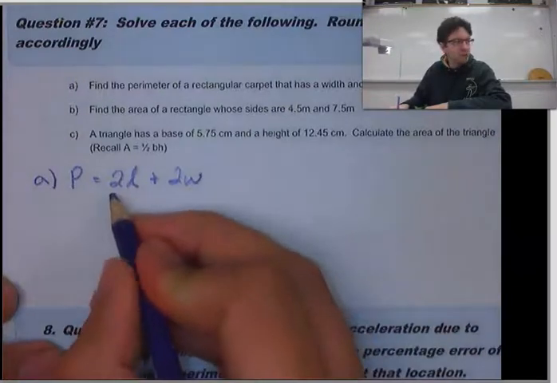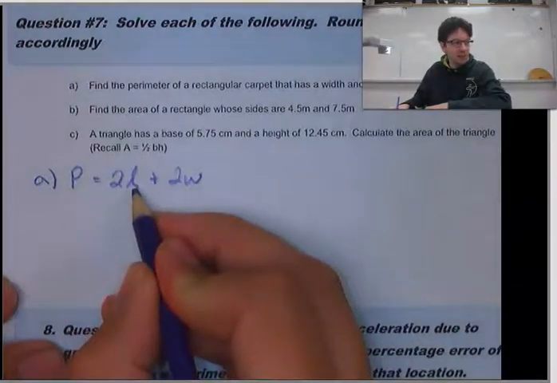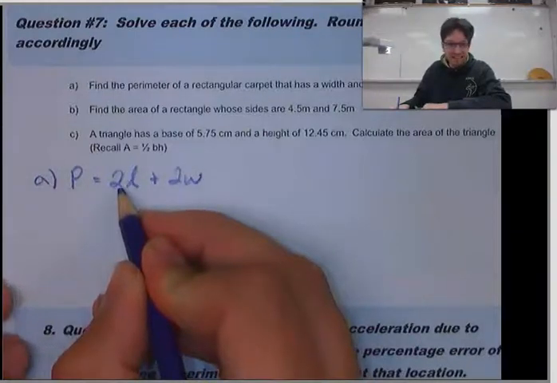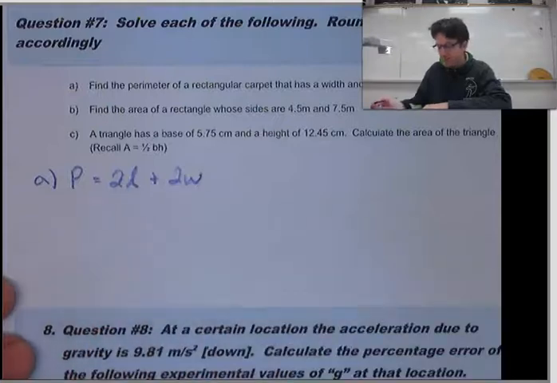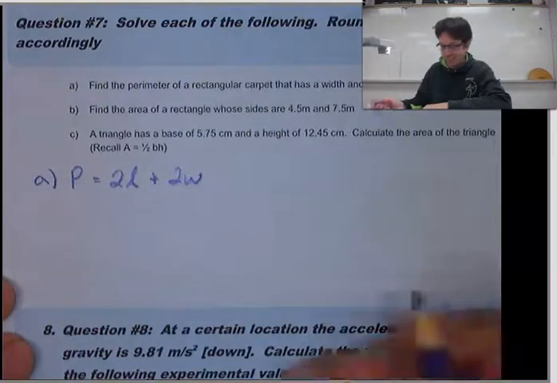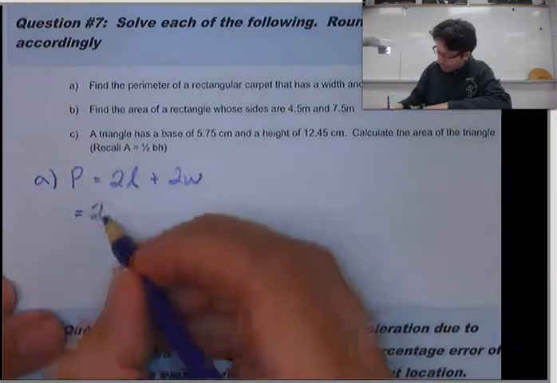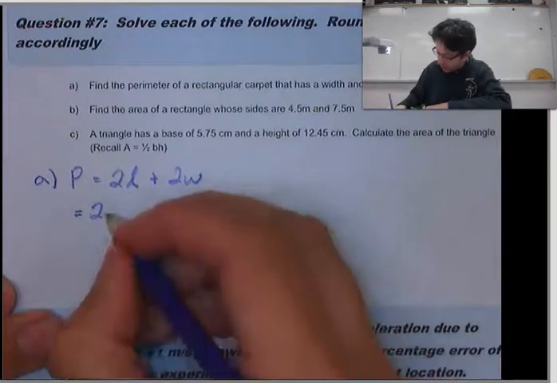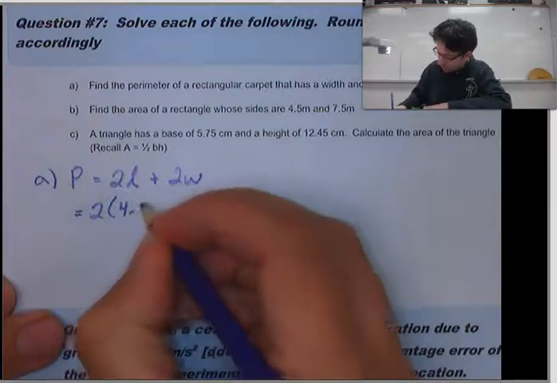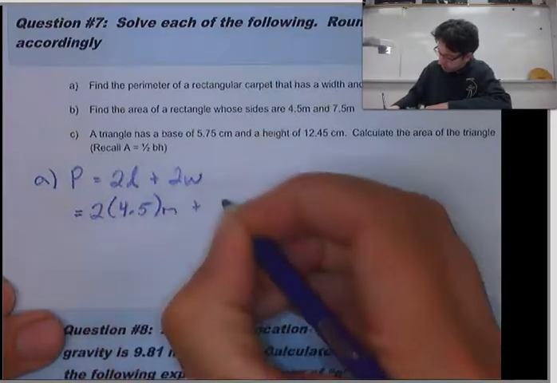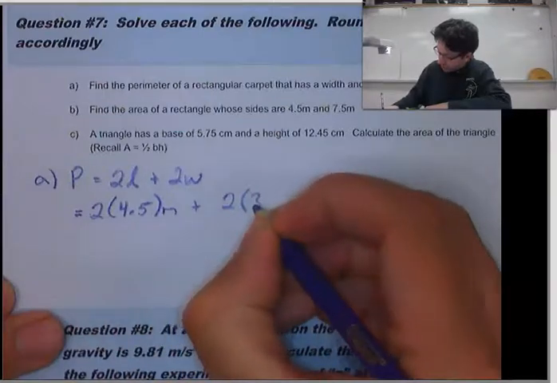We don't need to worry about the fact that this is 2 times L, because that 2 is an exact number. So it has an infinite number of significant digits. It's an exact one. So let's write 2 times the length, which is 4.5 meters, plus 2 times the width, which is 3.56.